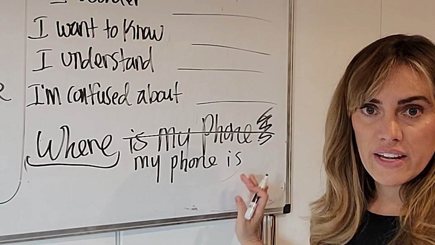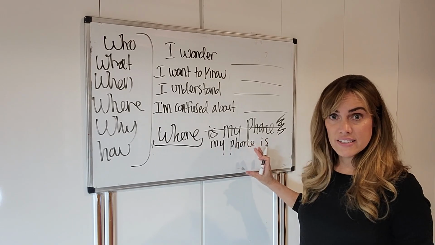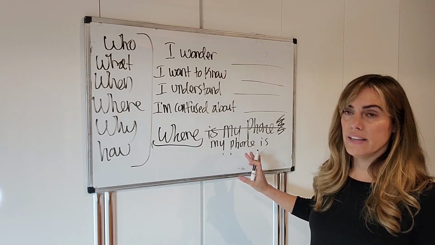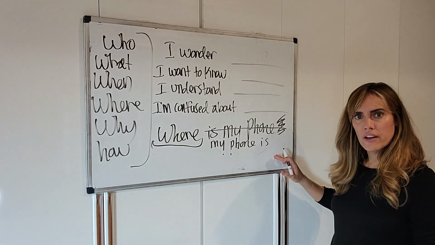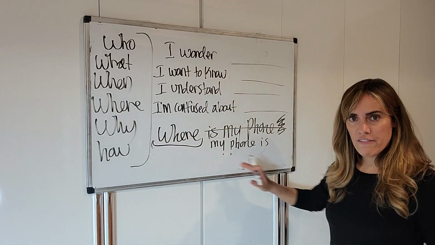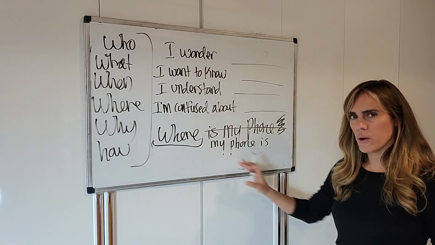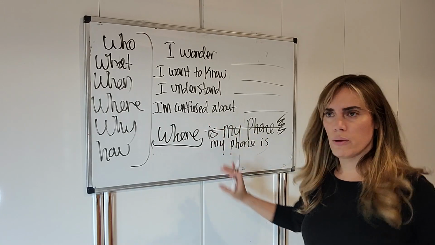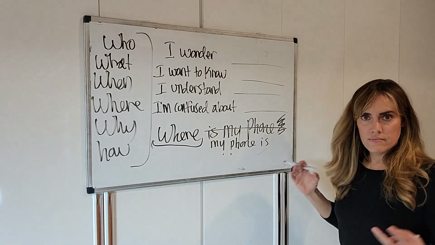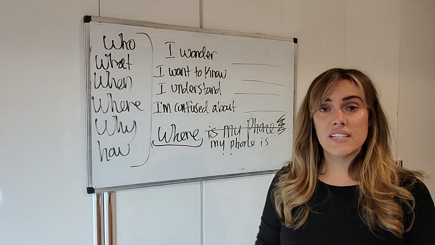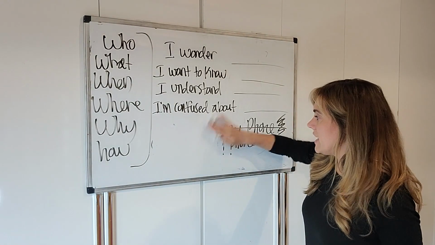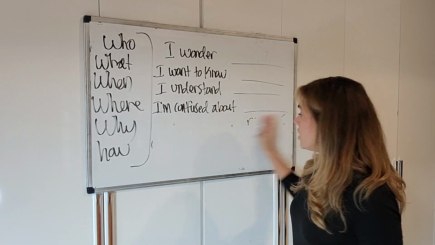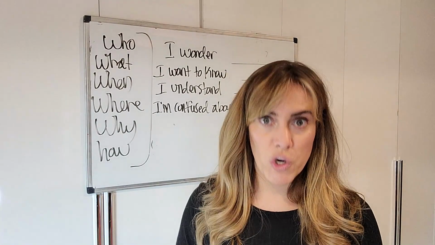Where my phone is. This is not a complete sentence. It's a clause that's not complete. So just move it up here. I wonder where my phone is. I want to know where my phone is. I understand where my phone is. I'm confused about where my phone is. Okay? Be careful, because a problem that I see with students is they forget to not use question word order.